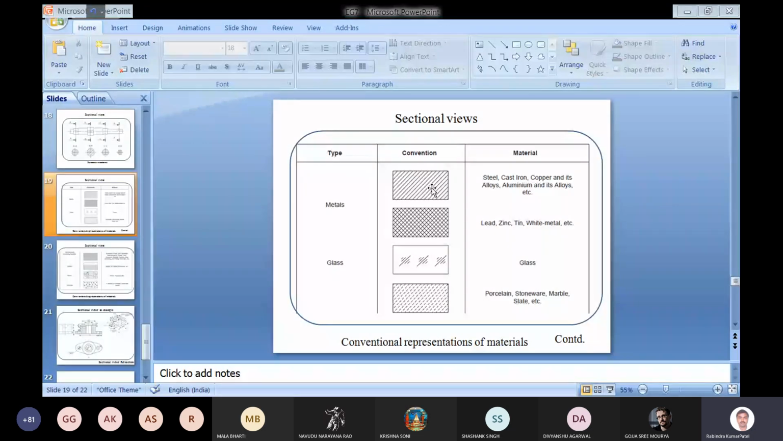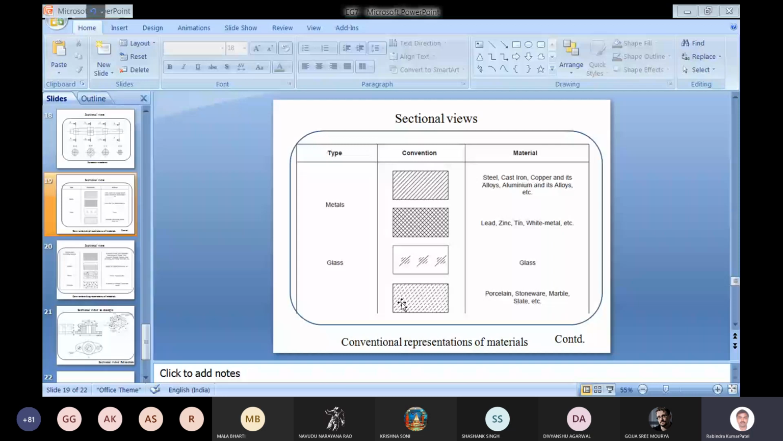And there is another pattern which is shown here, which is a cross pattern. In one direction it has hatching lines, in the other direction other hatching lines are there. So this pattern can be used for materials like lead, zinc, tin, white metal, etc. This particular pattern is used for glass. This pattern is used for porcelain, marbles, etc.